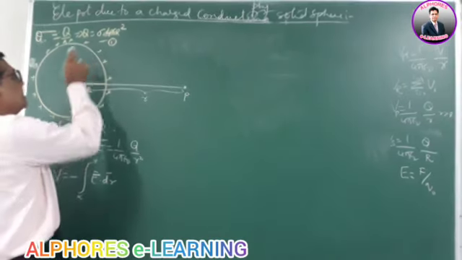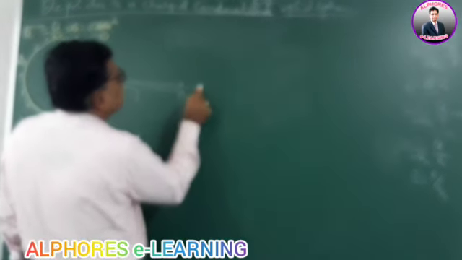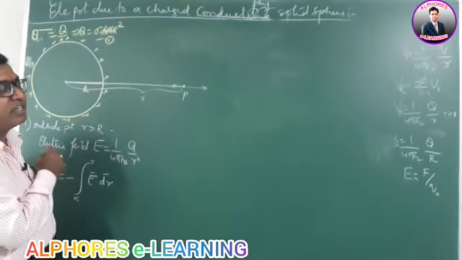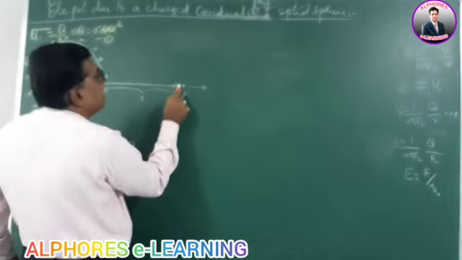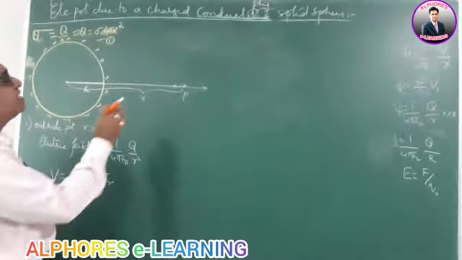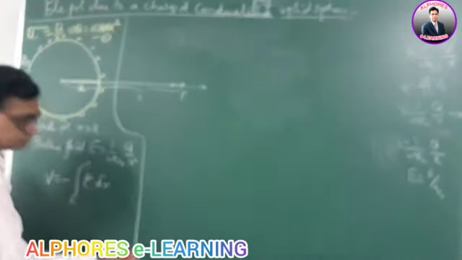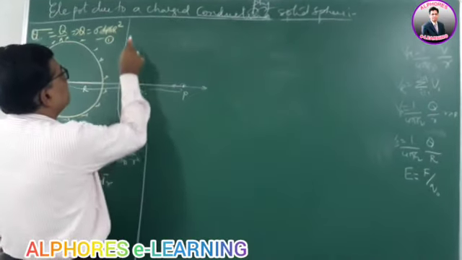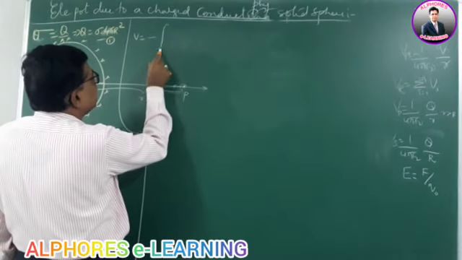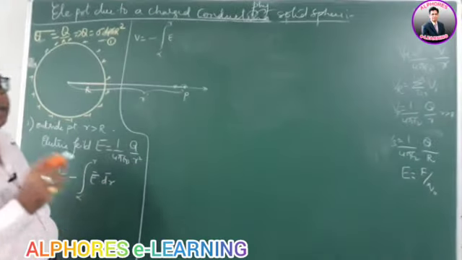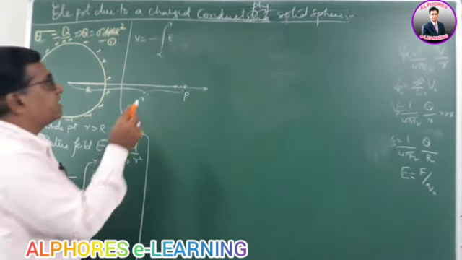Now, this being a positive charge, the electric field is directed outward like this. But our displacement dr, as I move the charge from infinity to the point in the field, is against the field. So we consider the angle between E and dr. Therefore the electric potential V is equal to minus integral from infinity to R of E dot dr, which is E dr cos theta. So I will get it as E dr.